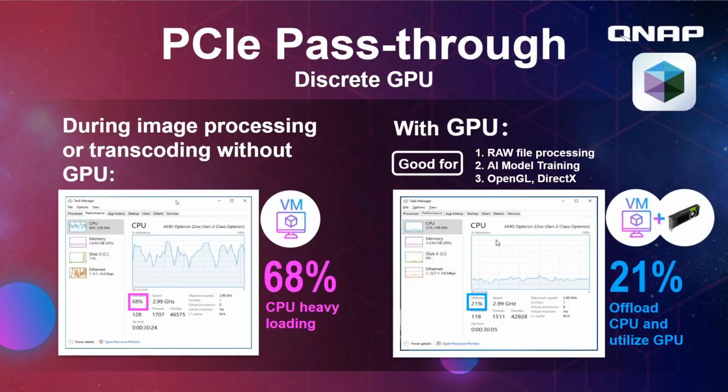So when using the virtualization for GPU pass-through, the load on the CPU reduces drastically, as the GPU is taking over the image and video processing tasks instead of the CPU. As you can see in the example here, before GPU pass-through, the CPU usage was around 68%, because the CPU was doing the image processing or video processing. But after introducing GPU through PCIe pass-through, the CPU usage dropped to almost 21%. So that's a great improvement when using a GPU within the VM.